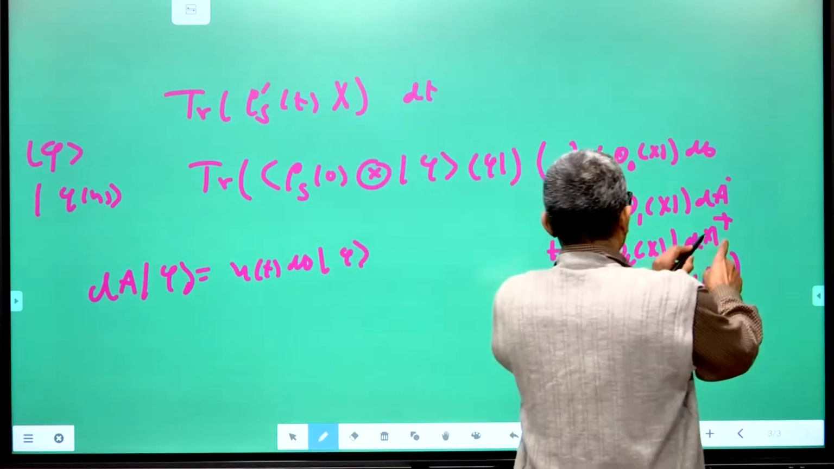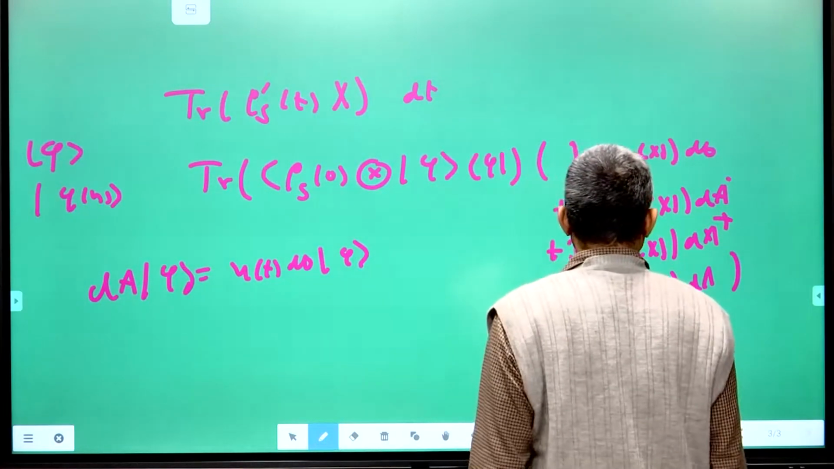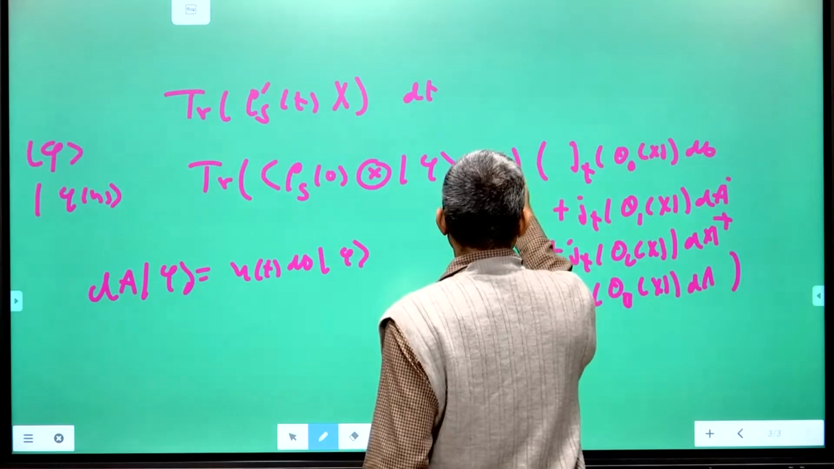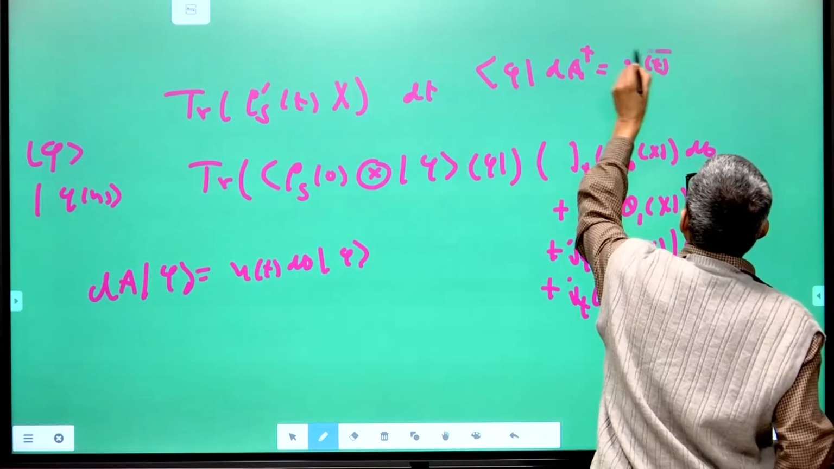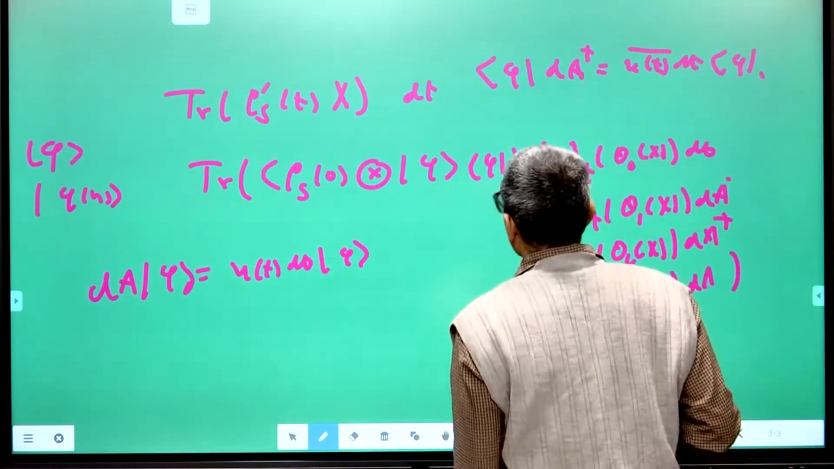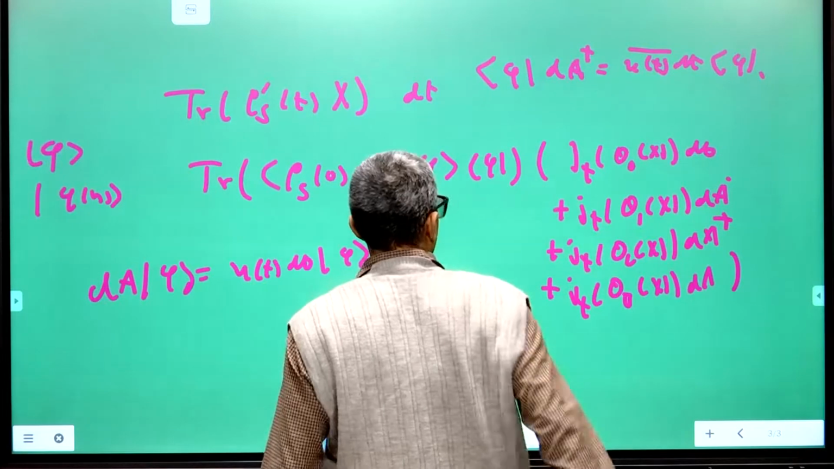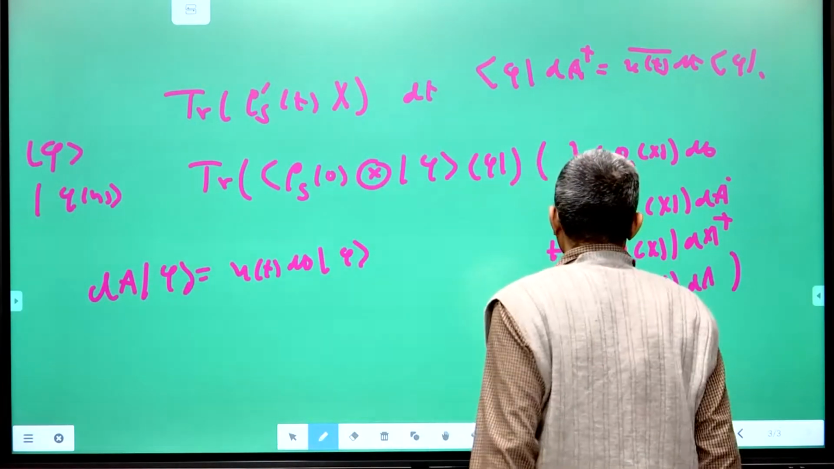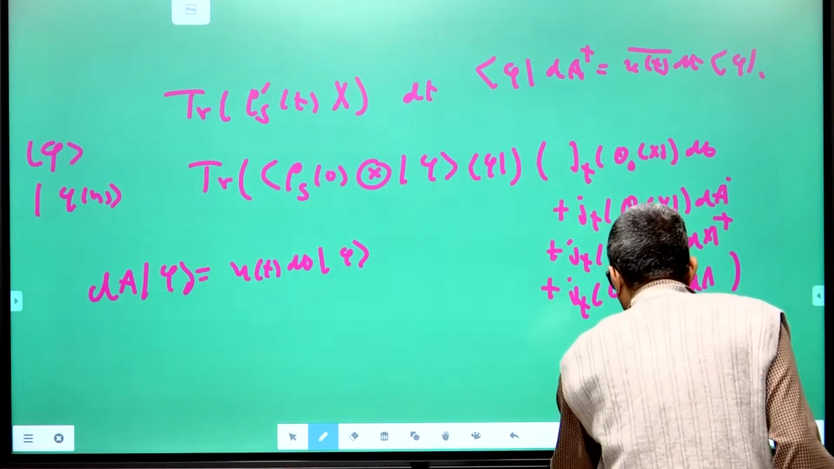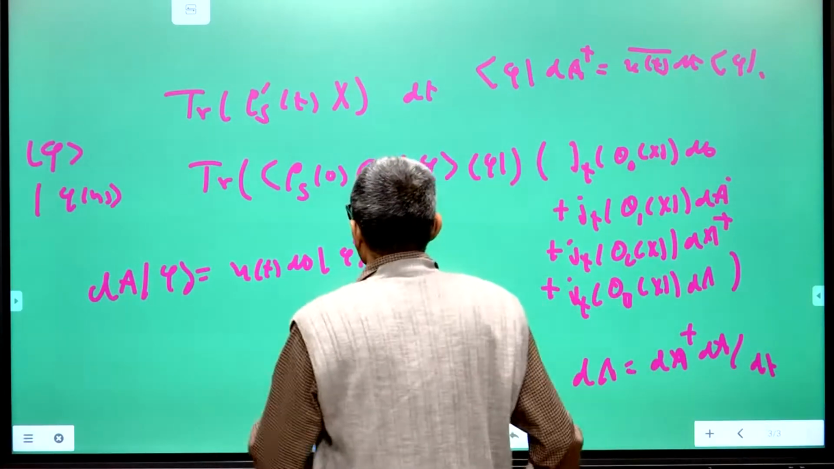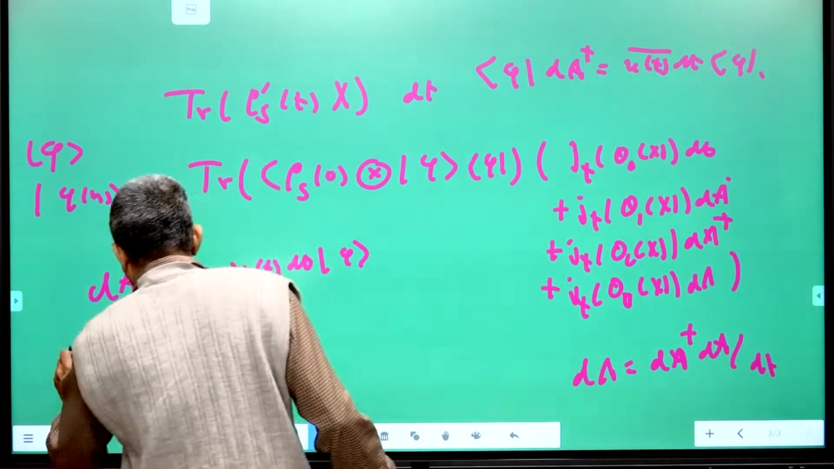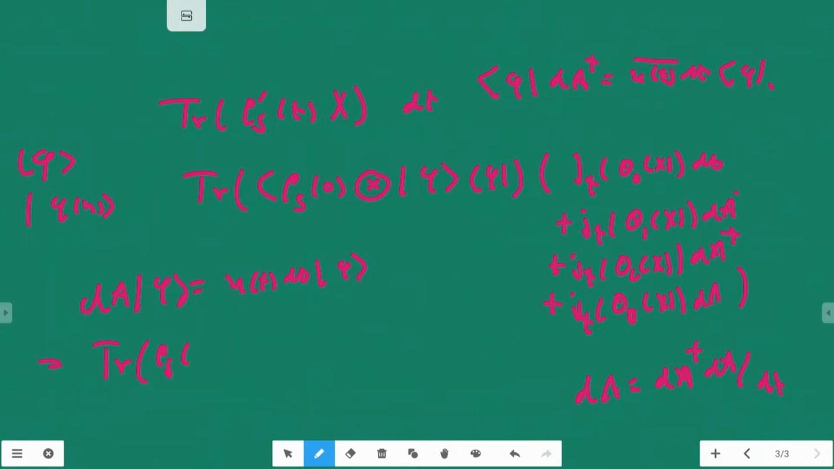Likewise, if you look at dA dagger and bring it to this side, dA dagger acts to the right. So, if I look at φ acting on dA dagger, what is that equal to? That is ū(t) dt into φ, by taking the conjugate of this equation, or the Hermitian conjugate, or the adjoint of this equation. So, dA dagger will act to the right. dΛ is something difficult to deal with. You can represent dΛ as dA dagger dA divided by dt. So, one A will act to the left and one A dagger will act to the right. So, you will get |u|² dt. So, if you compute this in the second way, you will get trace of ρ_s0 tensor φ φ.